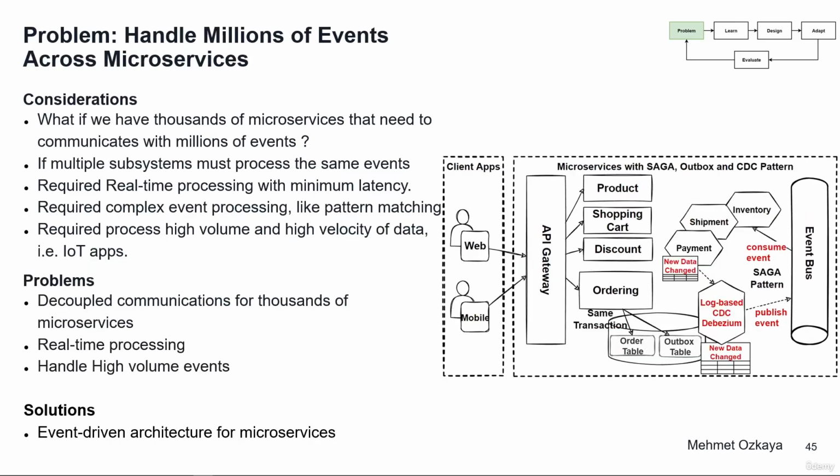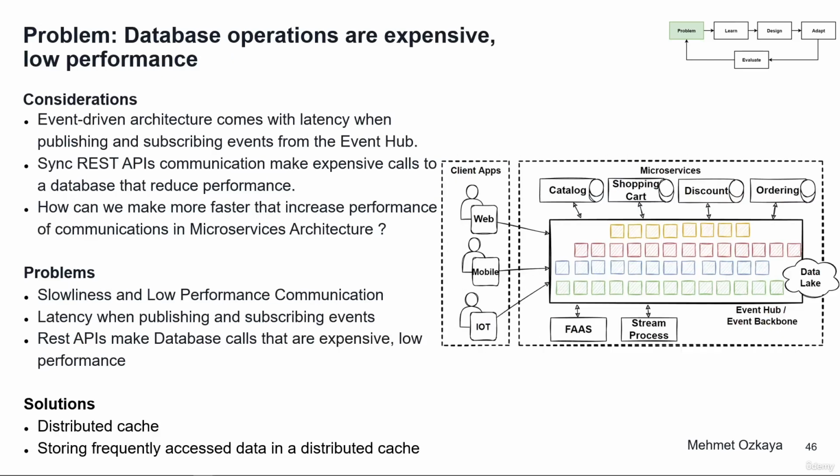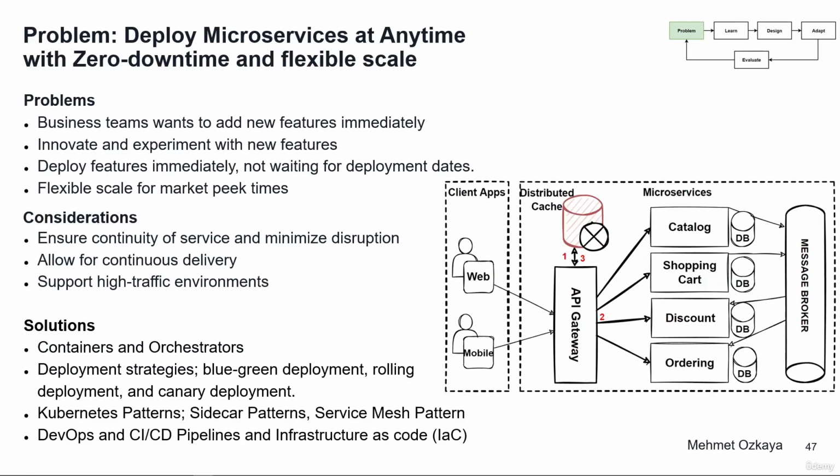And another problem is handling millions of events across microservices. To solve this, we will learn event-driven microservice architectures. One of the problems is that database operations are expensive, which means low performance. To solve this problem, we will use distributed caching strategies. Another problem is deploying microservices at any time with zero downtime and flexible scaling. To solve this problem, we will learn containers, orchestration, and Kubernetes related patterns. So these are some of the problems that we will solve during the course.